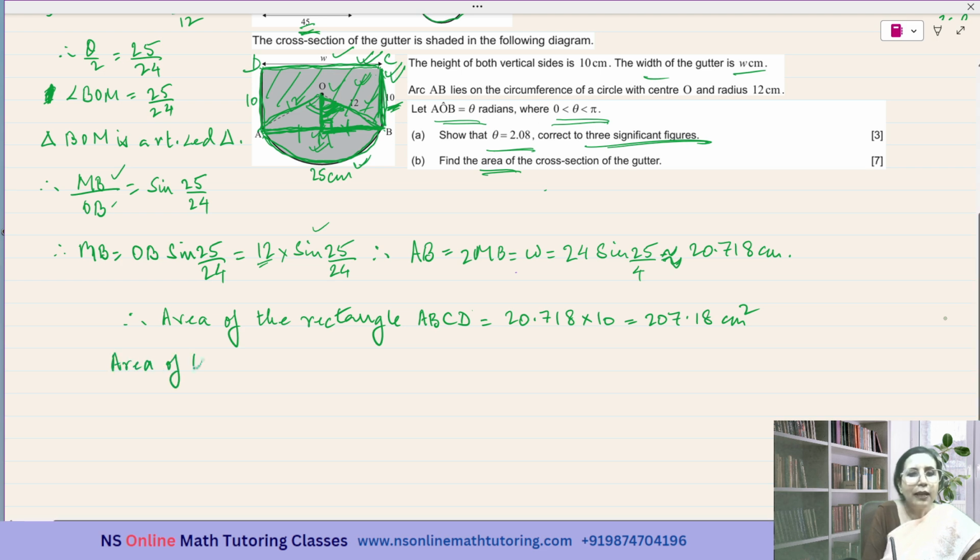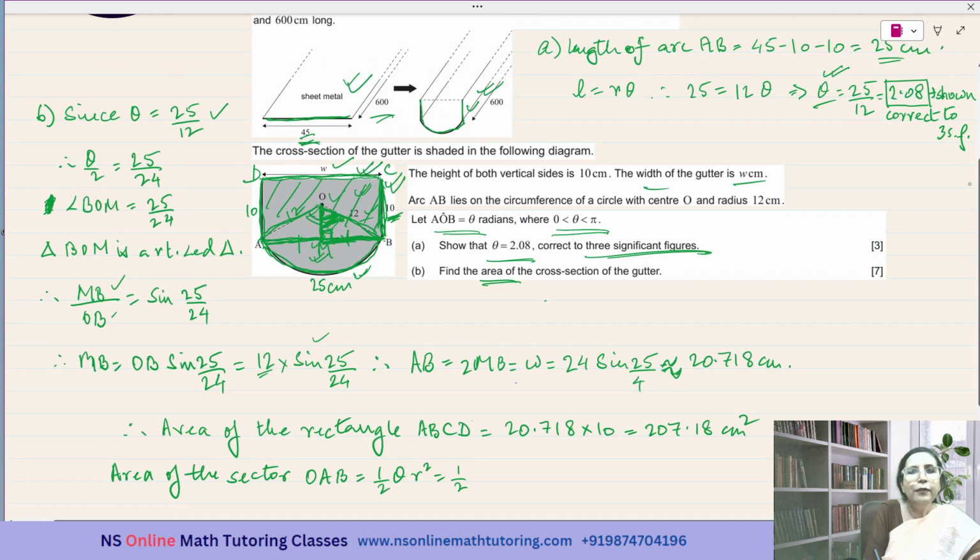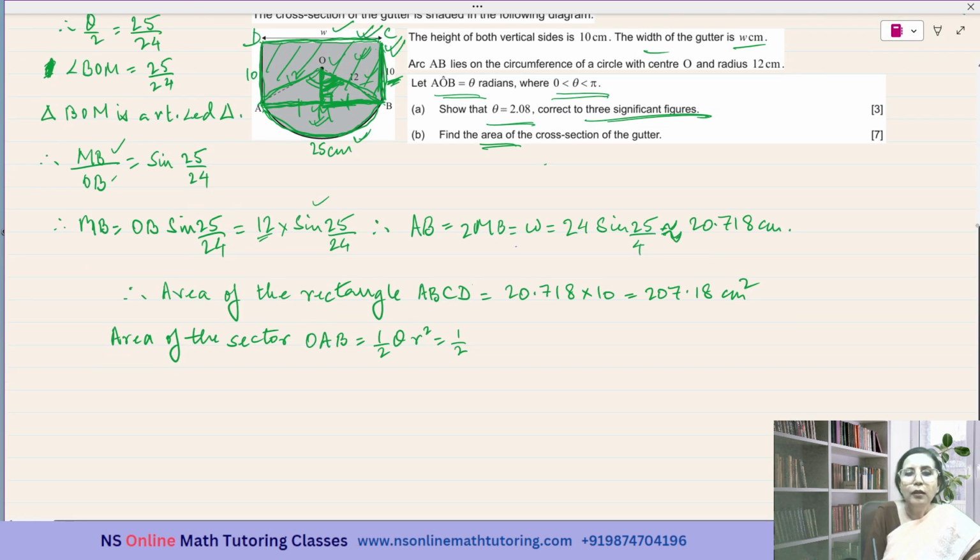area of the sector AOB or OAB, anything, equal to half theta r square, which is equal to half theta was equal to 25 over 12. Okay. So 25 over 12 times r is 12, so it is 12 square. Clear? So I can cancel these two and I can cancel this as well. So this is equal to 25 times 6, which is equal to 150 centimeters square.